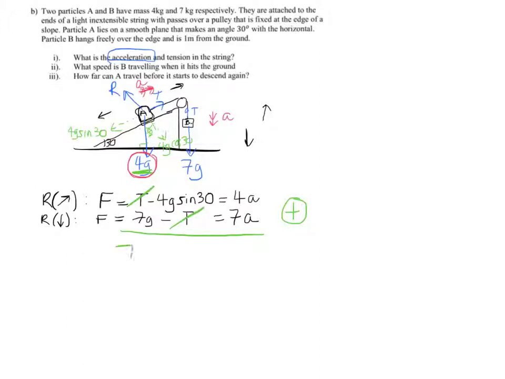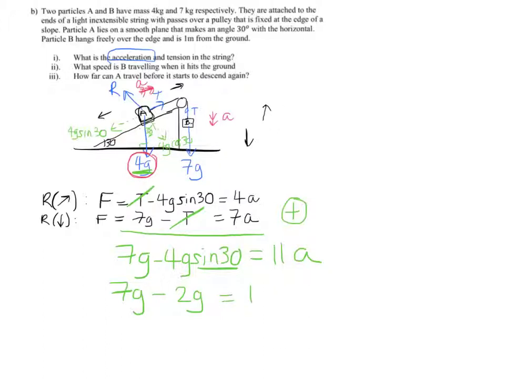Now we want to add these together, so solve them as simultaneous equations. The Ts cancel, we get 7g minus 4g sine 30 equals 4a plus 7a, which is 11a. We know that sine 30 is a half, so we've got 7g minus 4g times a half, which is minus 2g, and that's equal to 11a. So we've got 5g equals 11a, therefore a equals 5g over 11. Units, ms to the minus 2.